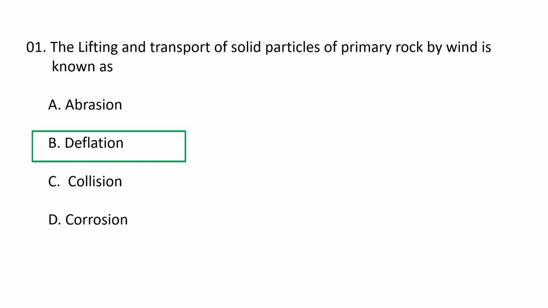So wind erosion may be divided into two types: deflation, which is the actual removal of the grains, and abrasion, that means the polishing and scoring of the rock surfaces by wind carried grains. So the lifting and transport of solid particles of primary rock by wind is known as deflation. B is the correct answer.